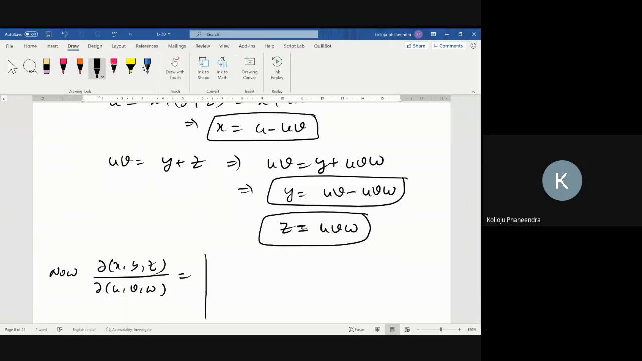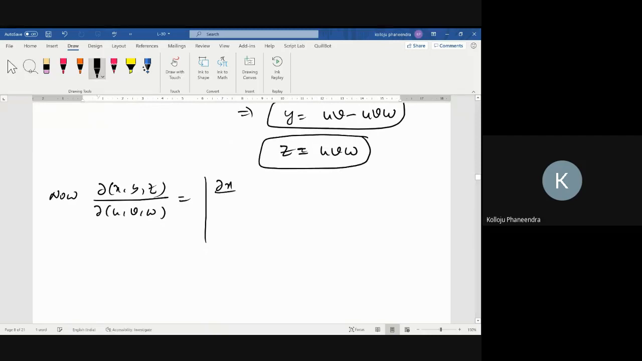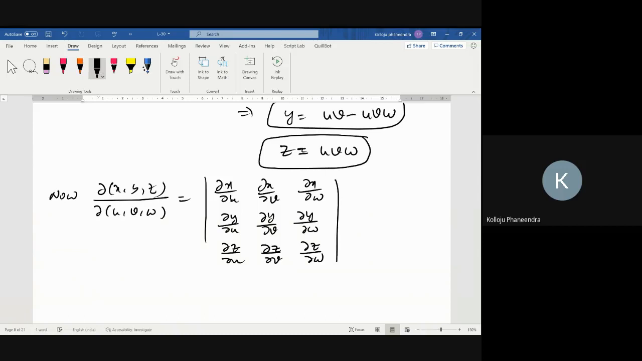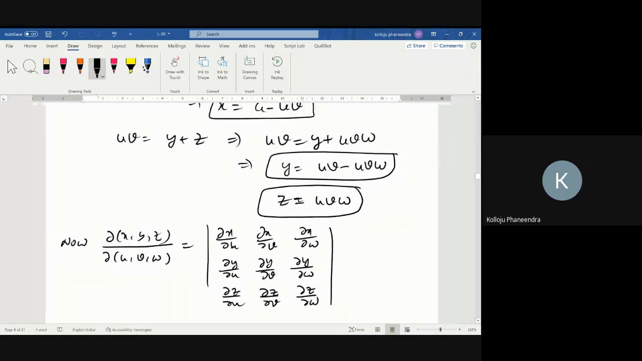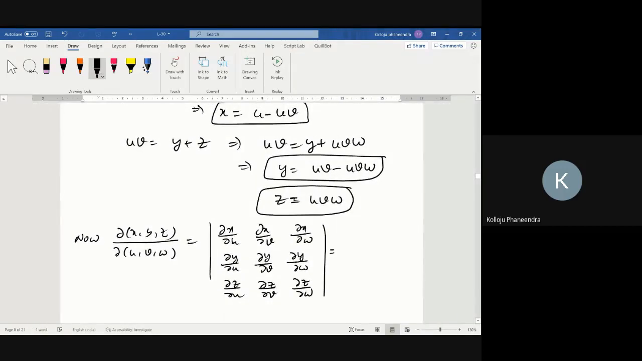So it's a determinant. Dou x by dou u, dou x by dou v, dou x by dou w, dou y by dou u, dou y by dou v, dou y by dou w, dou z by dou u, dou z by dou v, dou z by dou w. Now one by one. Okay. Dou x by dou u, 1 minus v. Dou x by dou v, minus u. Dou x by dou w, 0.